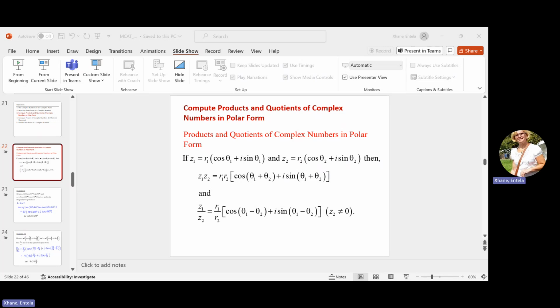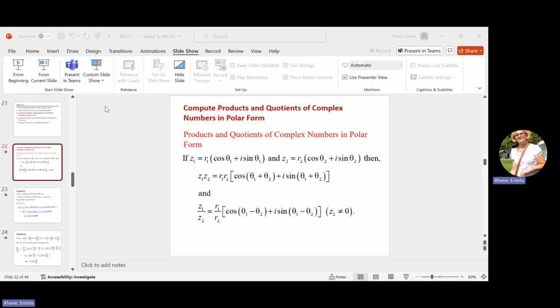Because of that, the numbers 1 and 2 are used to distinguish the two numbers from one another. You notice that the modulus R takes an index 1 and the argument an index 1 or 2. So how do I multiply these two numbers? I call it Z1 times Z2.